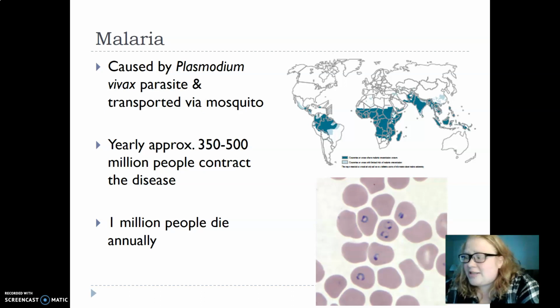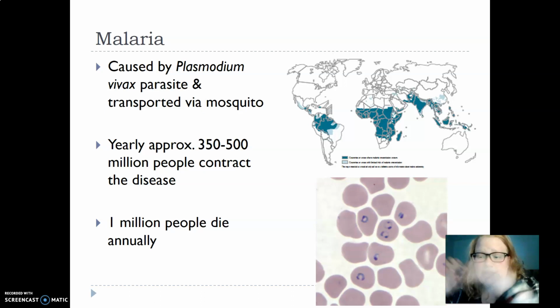Another interesting fact about malaria, so if you look at the bottom, this is a blood smear, and the purple rings here are the parasite Plasmodium vivax on a red blood cell. And something that's interesting is if you are a carrier of sickle cell anemia, so if you only have one copy of that gene, those blood cells that get infected with Plasmodium vivax will sickle.